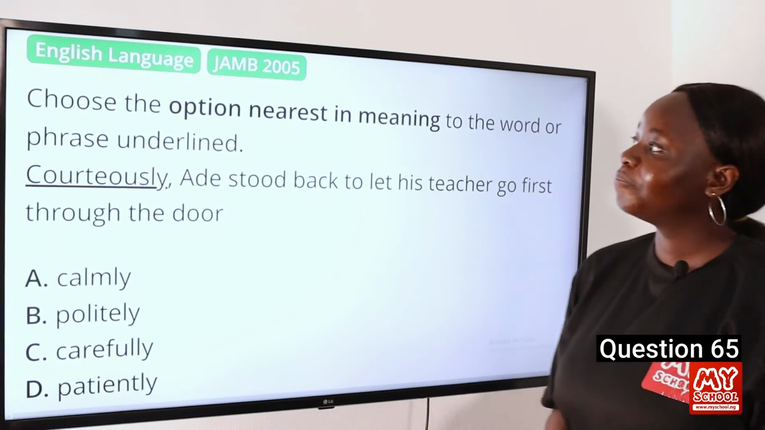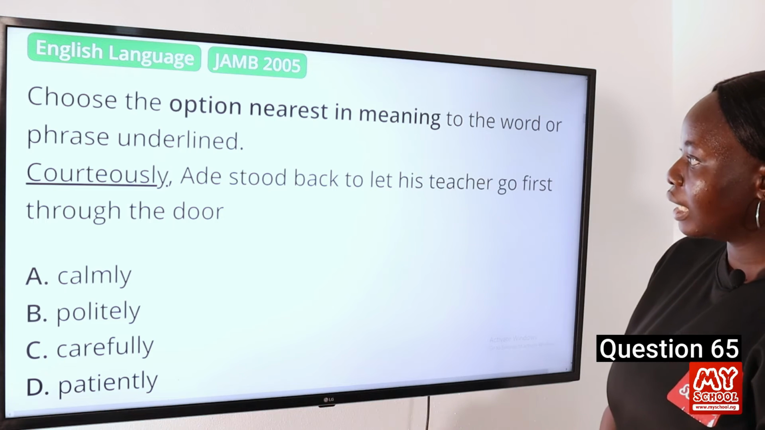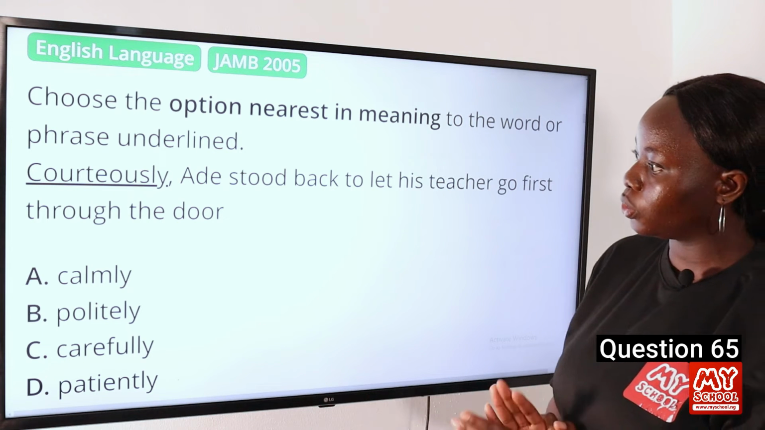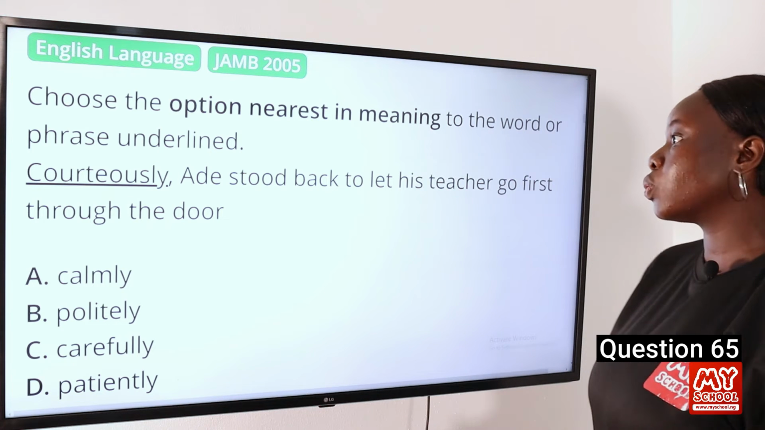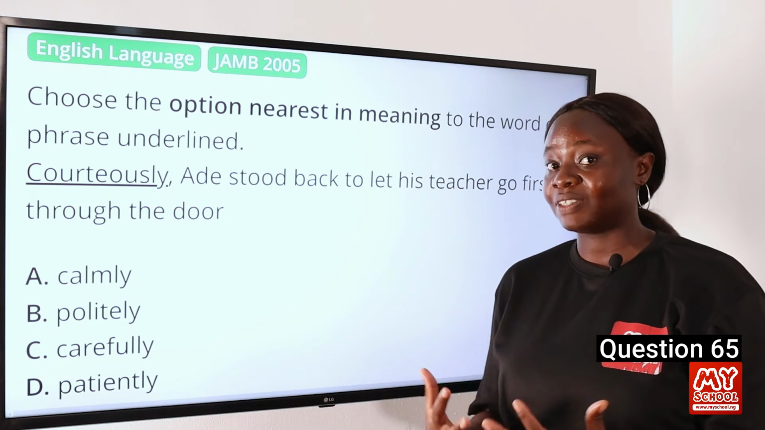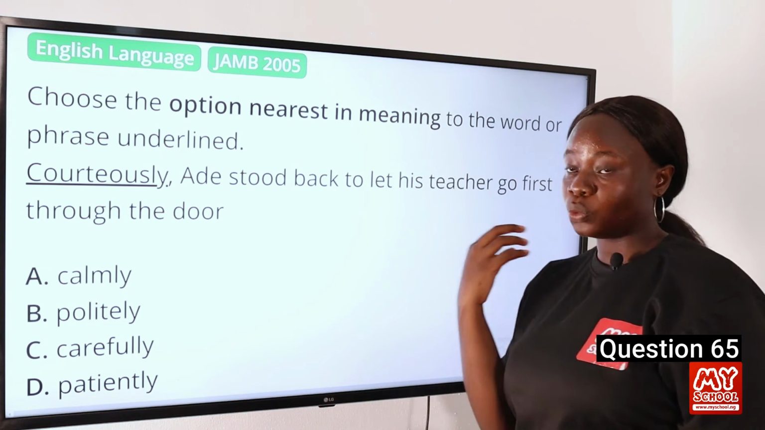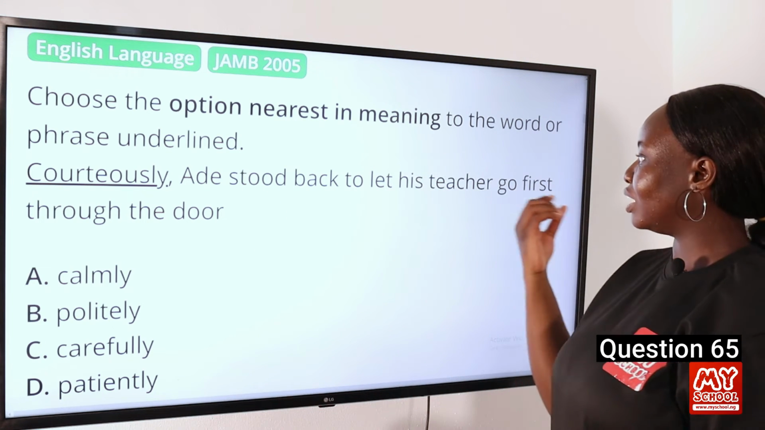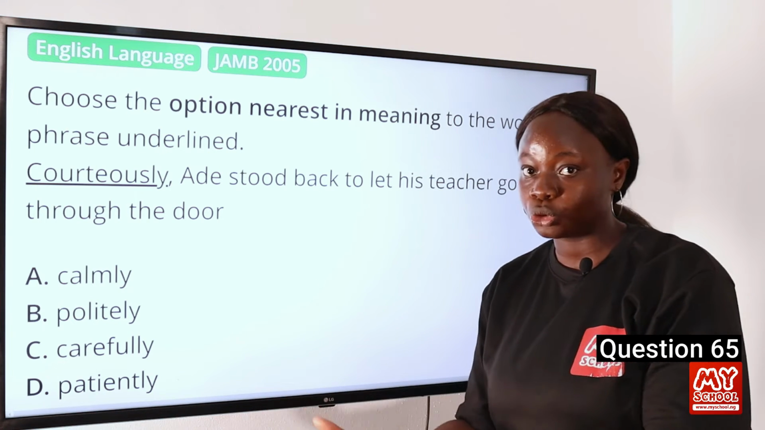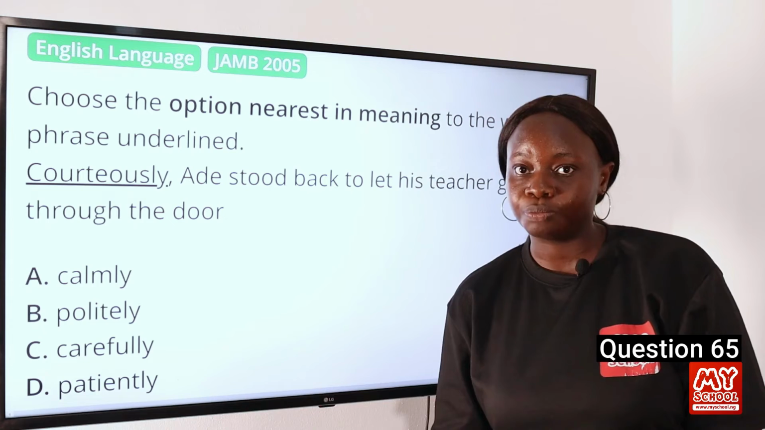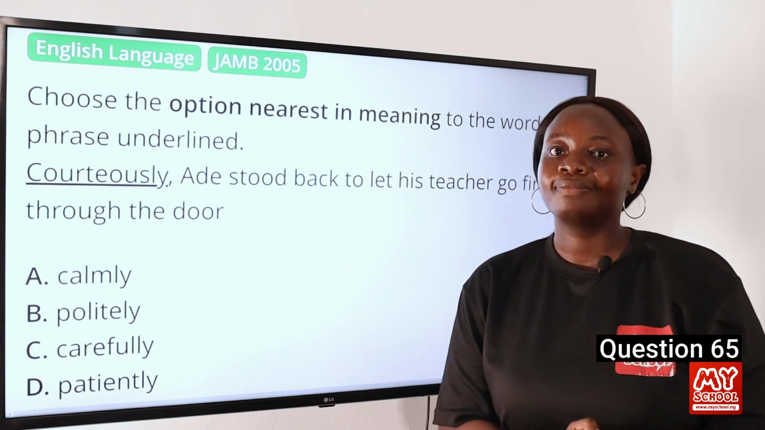Question 65. Again, we have to look for the option nearest in meaning to the word underlined. Courteously, Ade stood back to let his teacher go first through the door. A, calmly, B, politely, C, carefully, and D, patiently. So the word courteously actually means with civility and with good manners. If you don't know the meaning of the word, you can also look at the context in which the word is used. Ade stood back to let his teacher go first through the door. That actually means he's being polite. He allows his teacher to go through first. So the answer to this question is option B, politely, because it also means with good manners and civility.